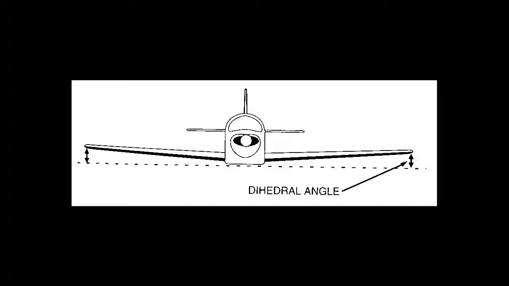The second possible answer that you might see is the dihedral angle. That is the angle from the horizontal line to the actual angle of the wing of the aircraft, as you can see right here. Now we'll get into the purpose of the dihedral angle in a future lesson, but you do not want to confuse this in any way with an angle of attack question.